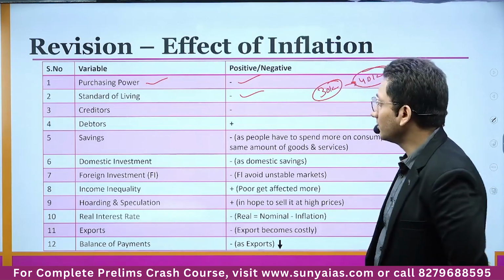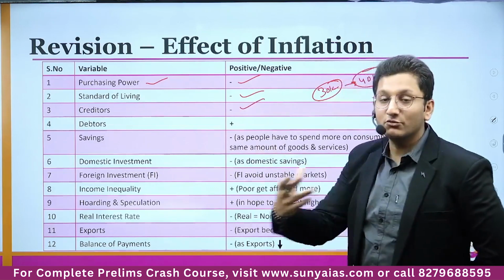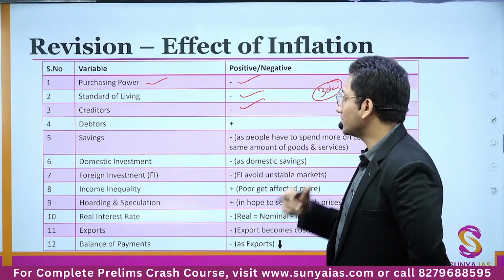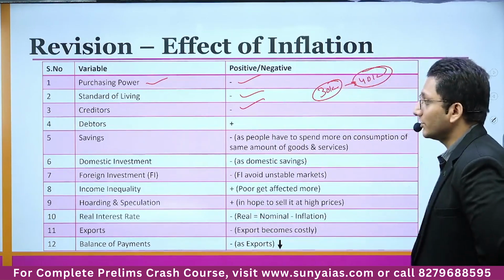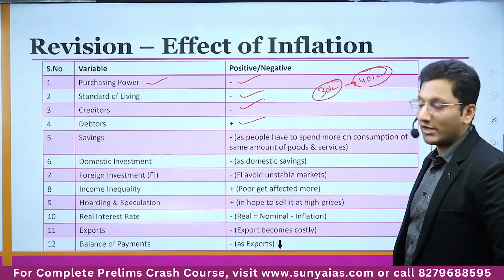Then standard of living definitely decreases because पहले महीना suppose कीजिए 30K में चल जाता था, अब हमें 40,000 चाहिए, due to inflation. Now creditor ko kaisa hota hai, negative hota hai because the person who is giving money, their money is being eroded due to inflation, high amount of inflation, so the creditor is at loss, the debtor is at profit, so usko positive rahega us pe effect.